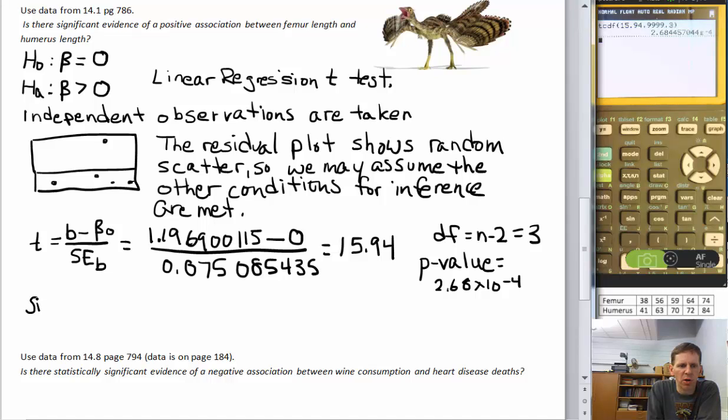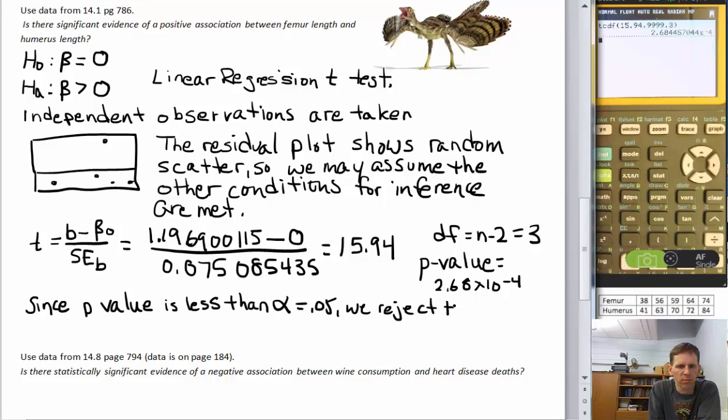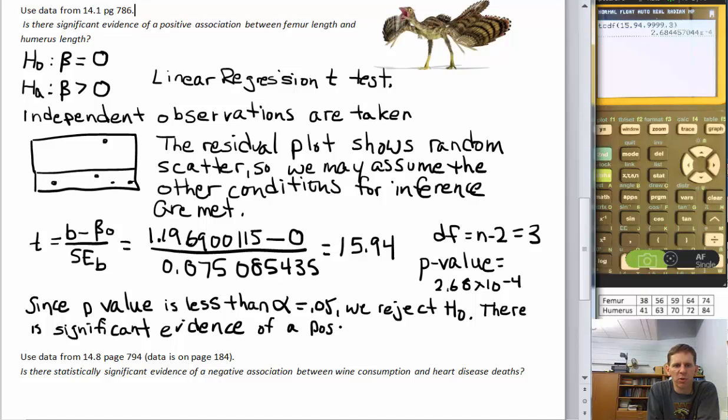Since the p-value is small, the p-value is less than 0.05, or whatever you decide to use probably for the most part, we are going to reject the null hypothesis. Then we're going to say that, because it's a small value, this is a significant event, there is significant evidence. And at this point, you can copy the question. Is there evidence of a positive association? There is significant evidence of a positive association between femur length and humerus length.